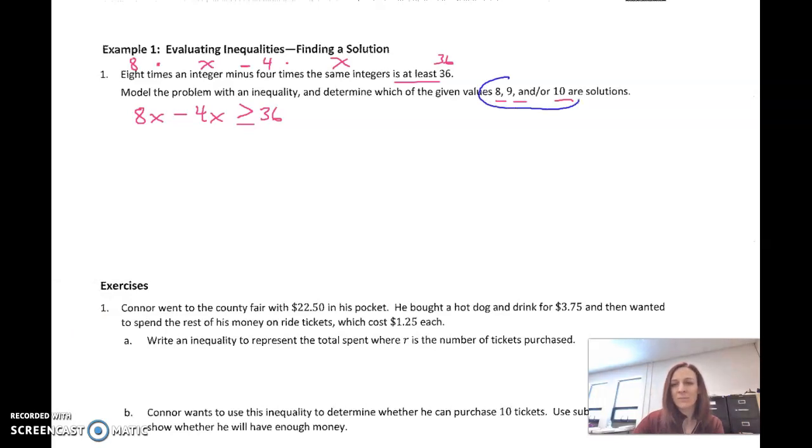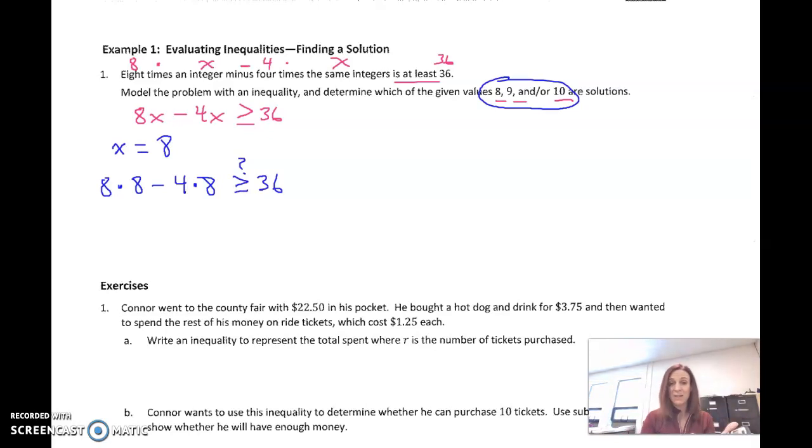All right, we want to know if those numbers are solutions. Solutions, remember, make an equation or an inequality true. So if I said x was equal to 8, plug it in for x, 8 times 8 minus 4 times 8, plugging in both these places, is that greater than or equal to 36? Now, I'm going to be honest, guys. I'm just going to type that into a calculator.